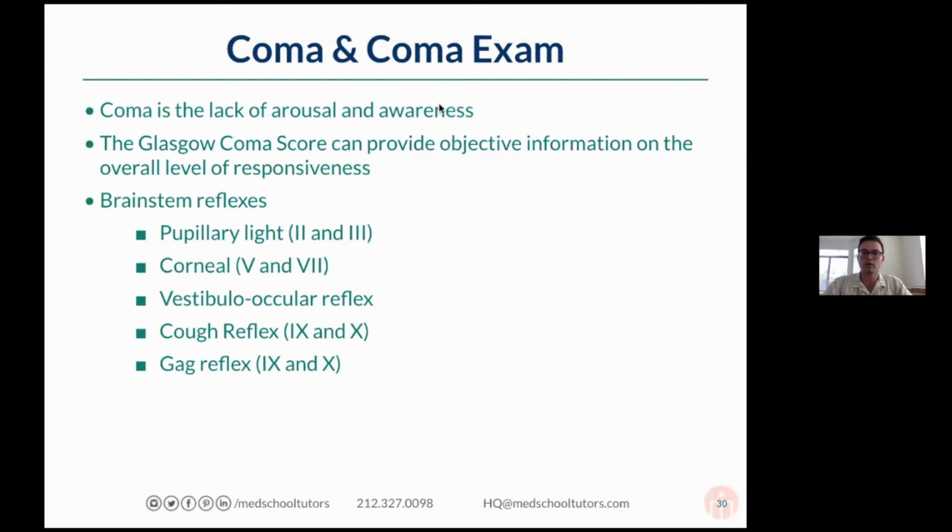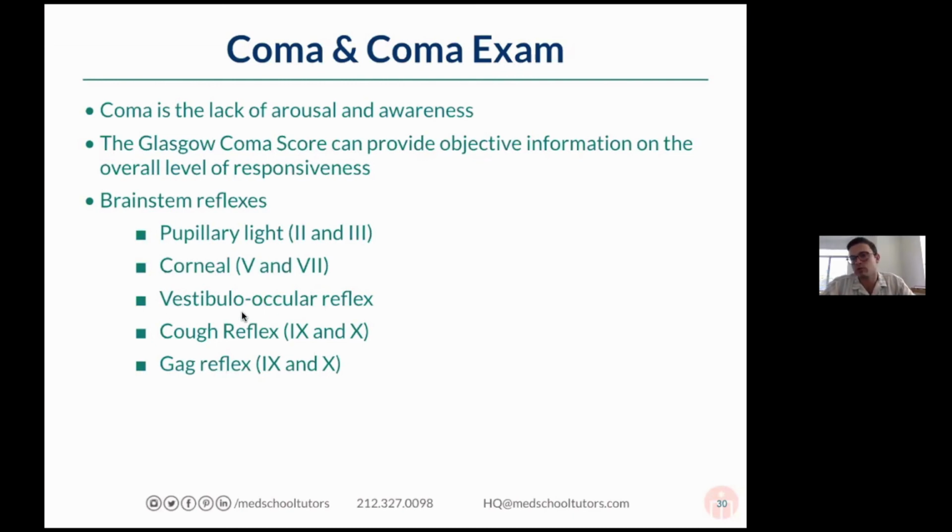For Step 1, you just need to know the anatomy of the brainstem reflexes. Pupillary light: cranial nerve 2 in, cranial nerve 3 out by way of the Edinger-Westphal nucleus. Corneal reflex, right? We talked about sensation up here is going to be through V1. To close the eyes is going to be the facial nerve, right? The orbicularis oculi closes my eyes. So that's going to be 5 and 7, particularly V1.